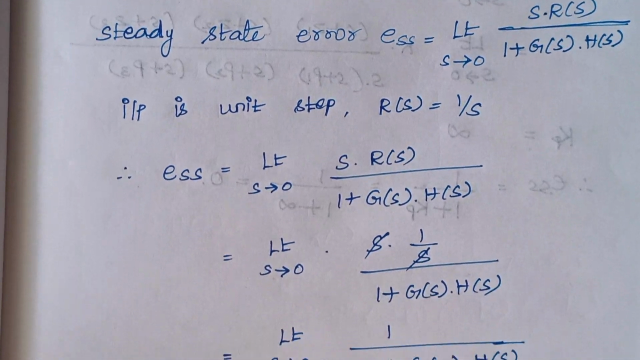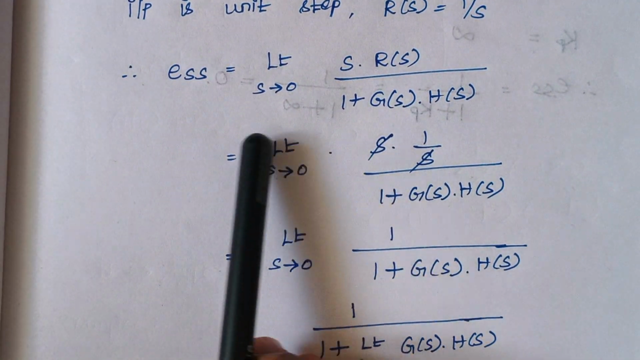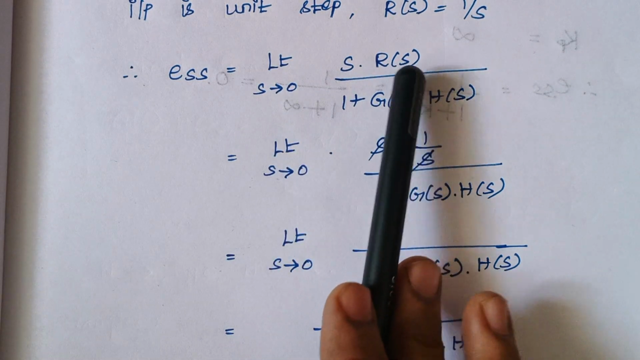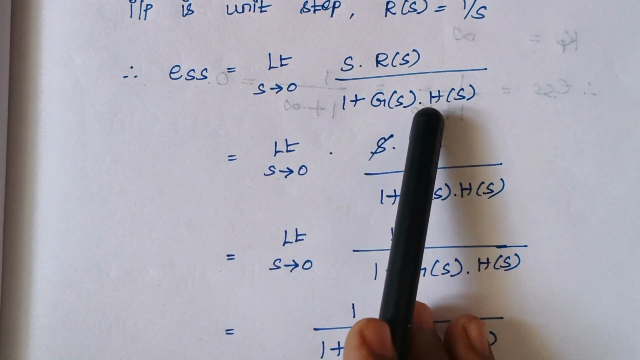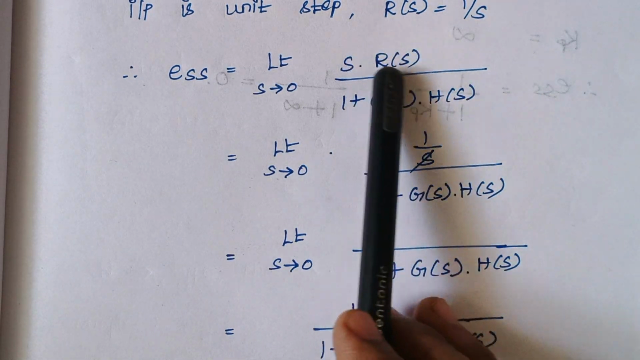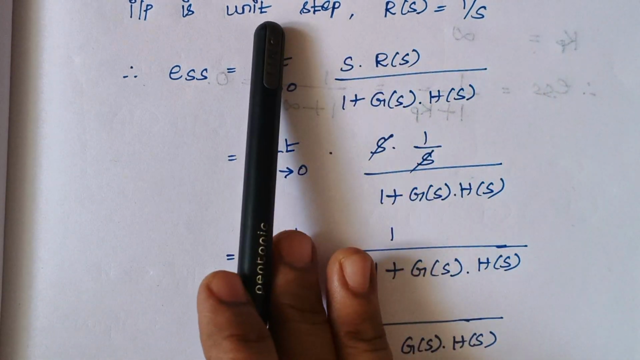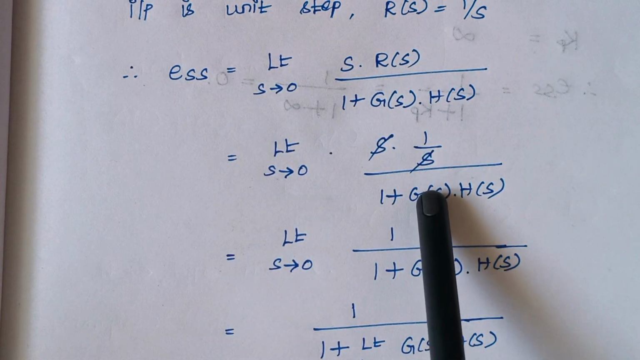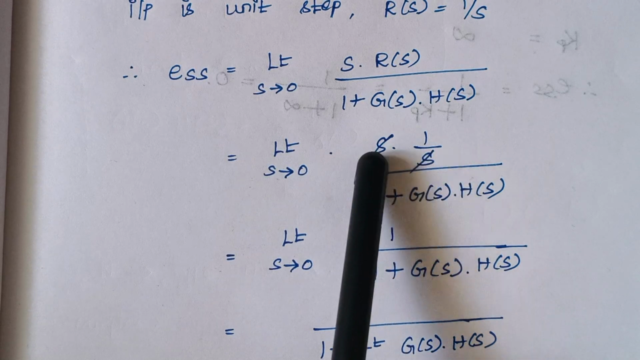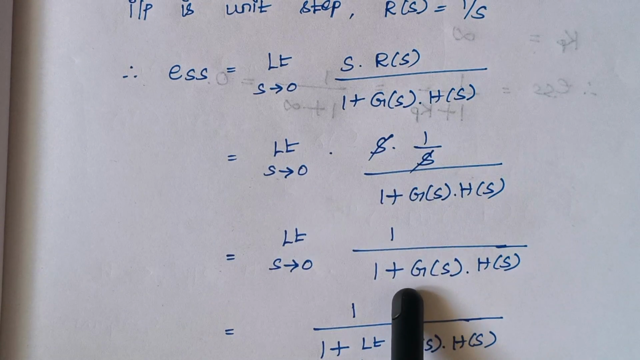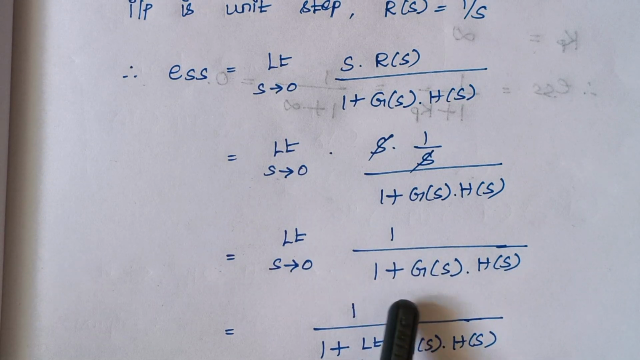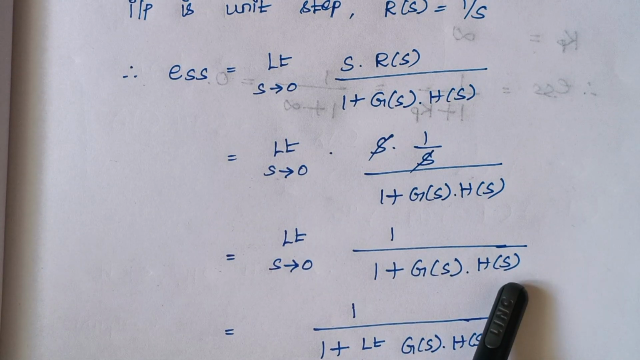Here is our expression: E of s is equal to limit s tends to 0 of s into r of s divided by 1 plus g of s into h of s. Now we know the value of r of s is 1 by s for unit step input. So just substitute 1 by s here. When you substitute, the s terms will cancel each other and finally we will have the expression 1 divided by 1 plus g of s into h of s.